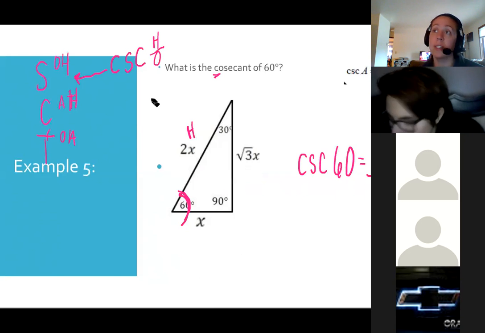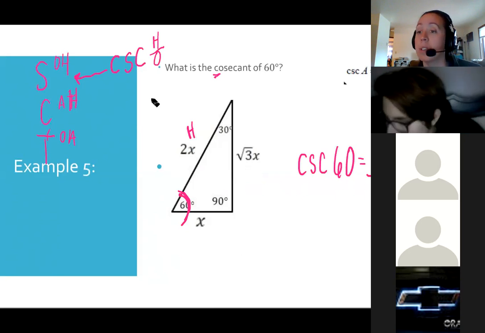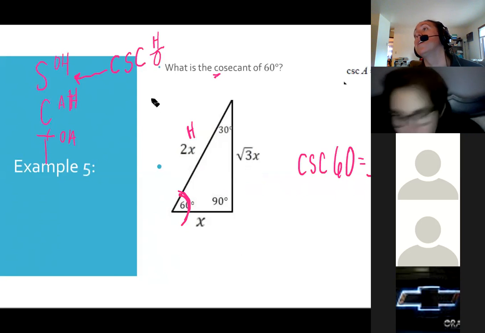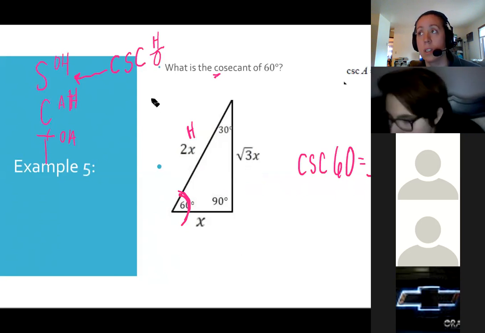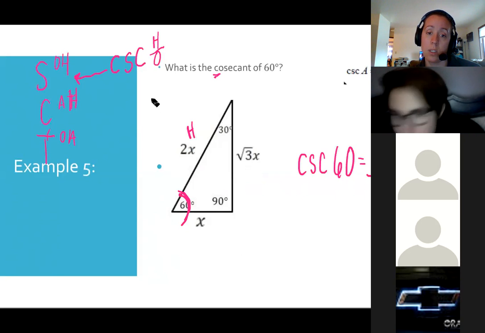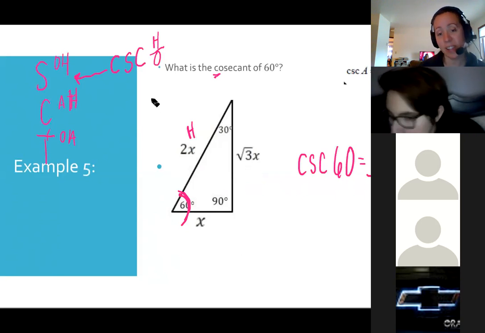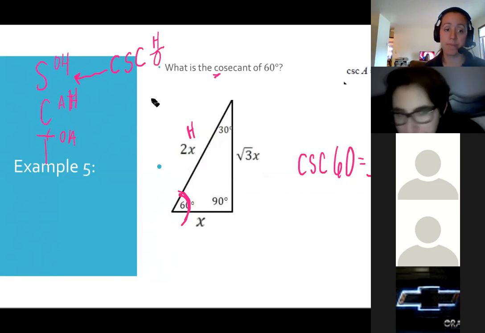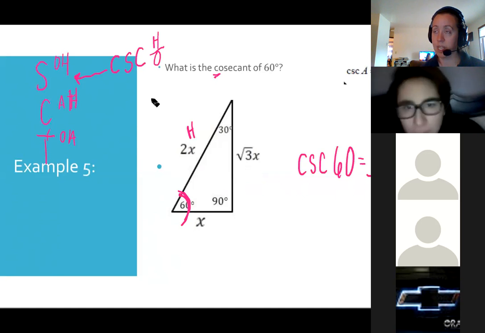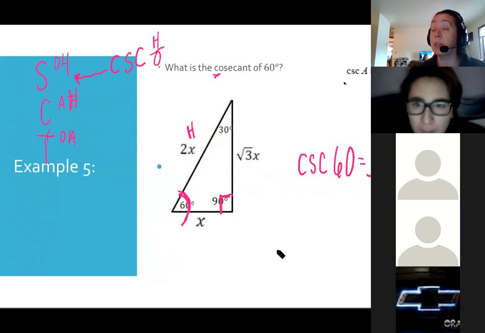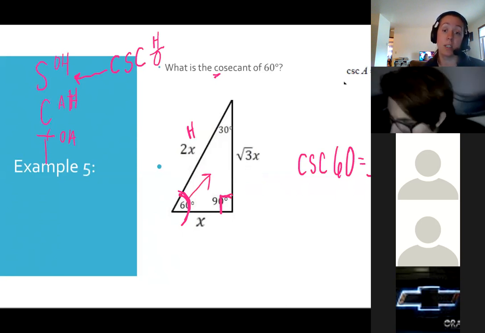Now we need the opposite. Which side is the opposite? Let's raise our hands for this one. The 90. Well, the 90 is opposite. Good. Yeah, you're right. The 90 is opposite the hypotenuse. But we want to know which side is opposite the 60.